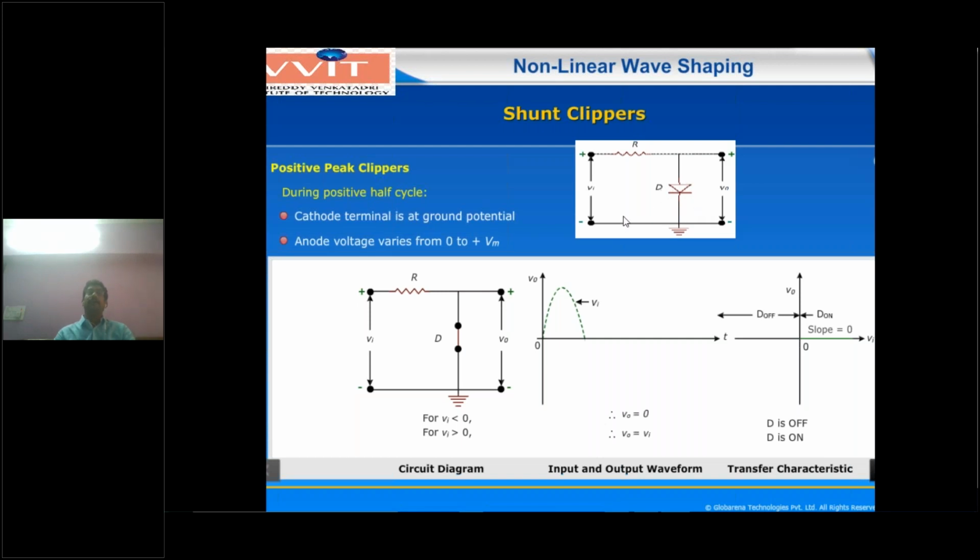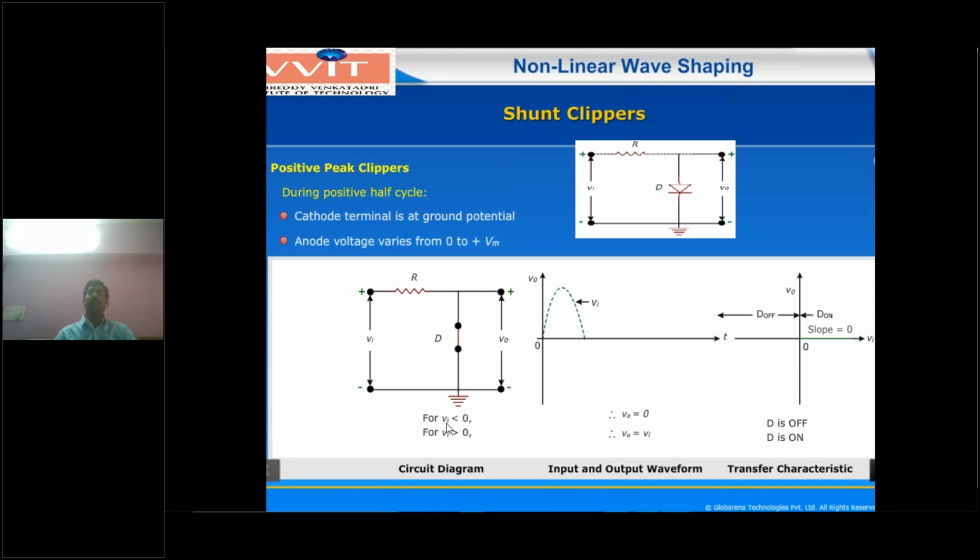Now again, the input waveform Vi contains a sinusoidal waveform, both positive peaks and negative peaks. What is the reference voltage in this condition? 0 reference voltage. Now the conditions are Vi less than 0 and Vi greater than 0. The first condition, Vi less than 0, means negative peak.